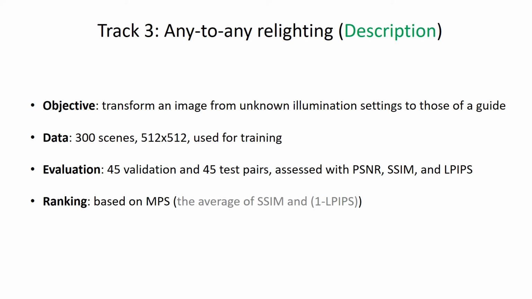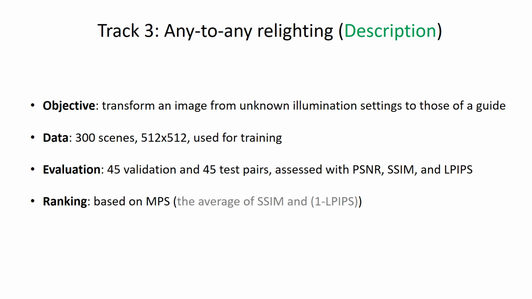The third track was any-to-any relighting. So the objective of this track was to transform an image from unknown illumination settings to those of a guide image that contains potentially different illumination settings. So the difference from track 1 is that we don't know the original settings that the input image might be in, and we also don't know the target settings. Those are given by a guide input image.